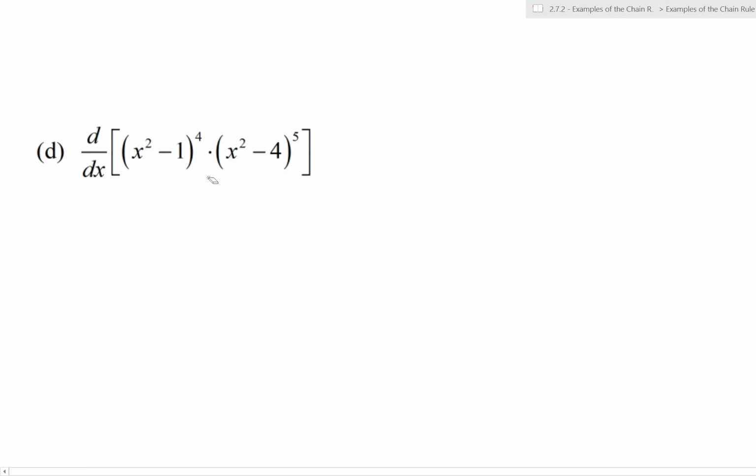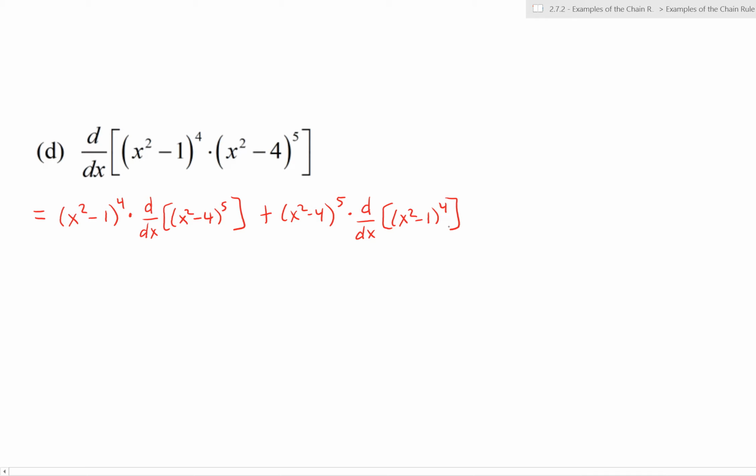So the first thing we have to do, because it is a product, is apply the product rule. So let's write that out. First things first, what are we going to get here? We're going to have the first function, x squared minus 1 to the 4th, times the derivative with respect to x of the second function, x squared minus 4 quantity to the 5th. Product rule, plus the second function, x squared minus 4 to the 5th, times the derivative with respect to x of the first function, which is x squared minus 1 to the 4th.